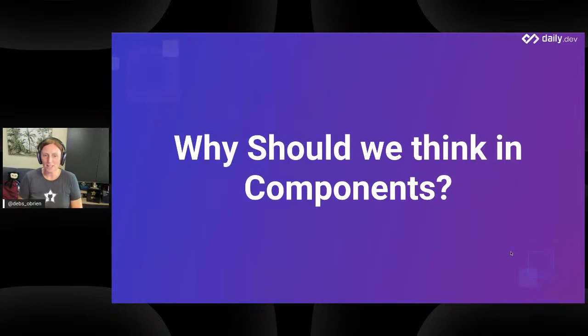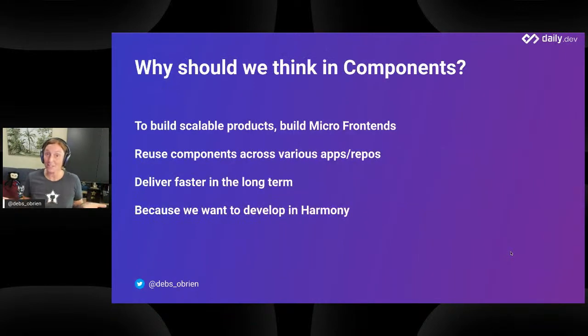So why should we think in components? Seriously, why should we think of components? I mean, if I haven't convinced you already, oh my God, I've done a terrible job. I'll have to keep going. So to build scalable products, you could build micro front ends, reuse components across various apps and repos, deliver faster in the long term. But really because we want to develop in harmony, right? We want to all develop together and we want to all aim to deliver something amazing. And we want to do that together.